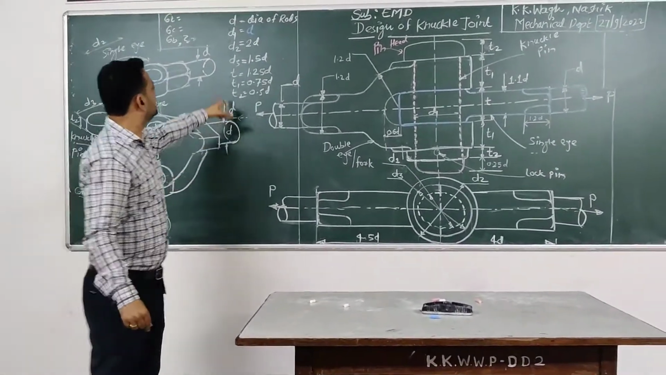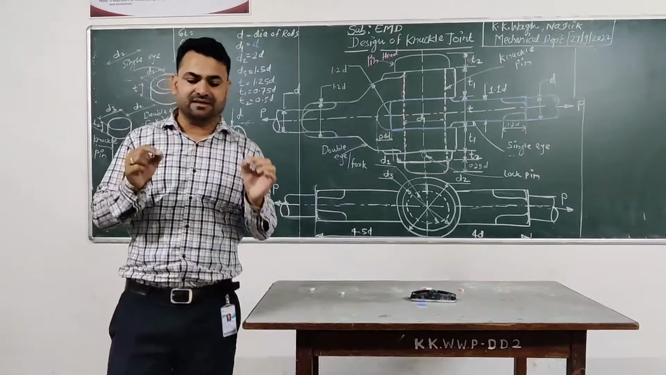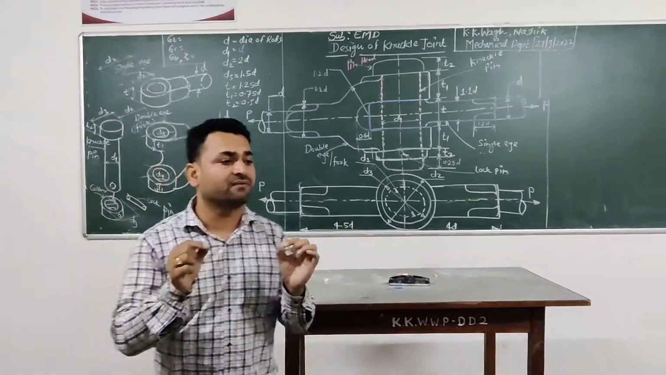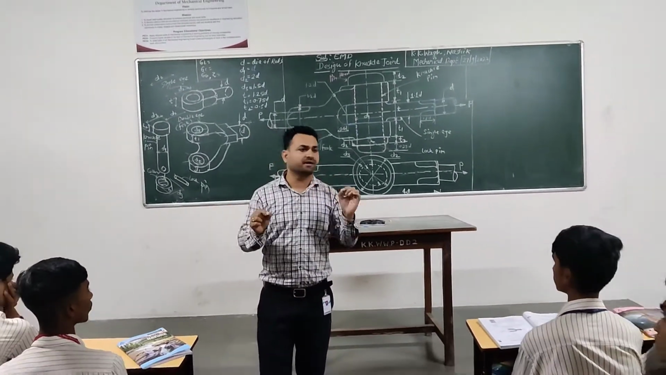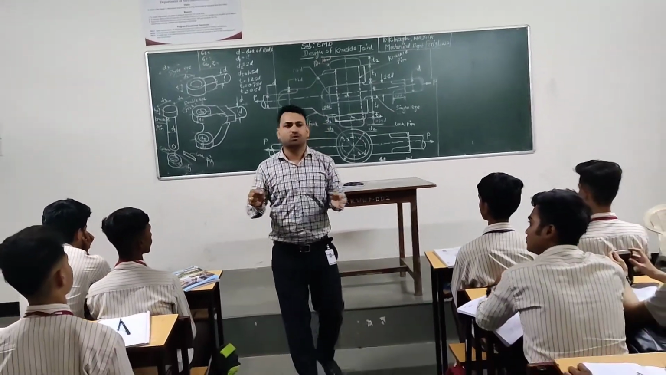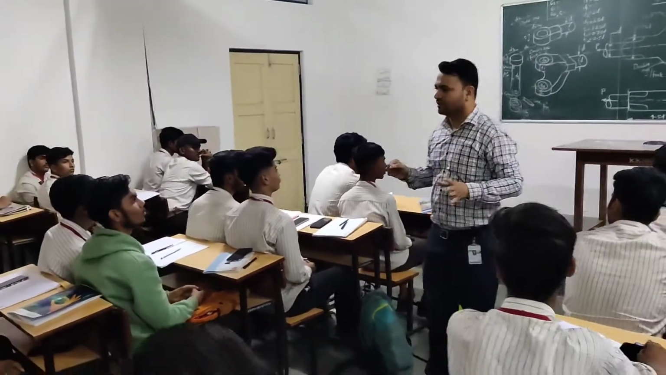So these are all the dimensions which are importantly related with the knuckle joint, that everybody should know. What do you mean by D? What do you mean by D1? What do you mean by D2? What do you mean by D3? What do you mean by T, T1, T2? Everything you should know. Okay?